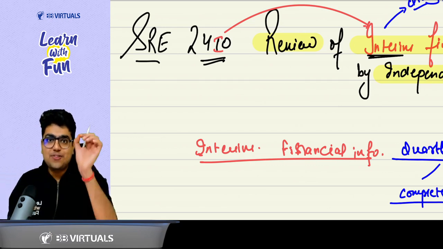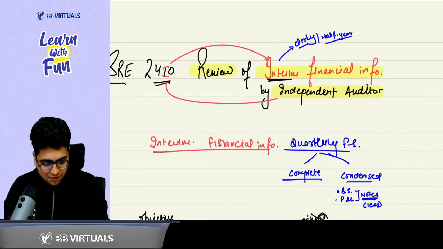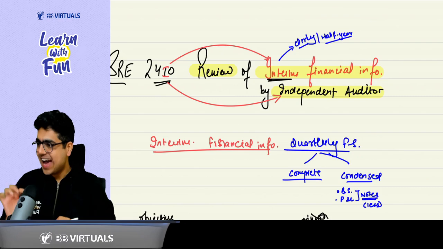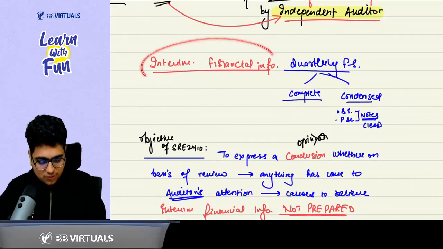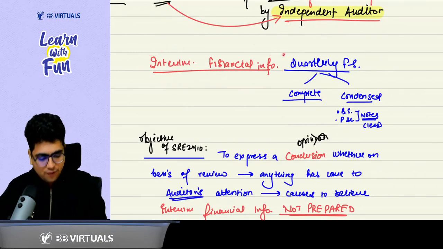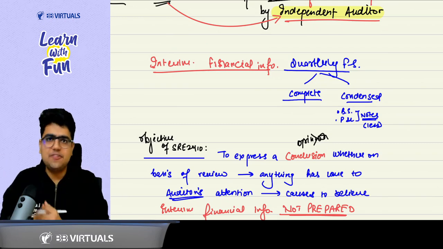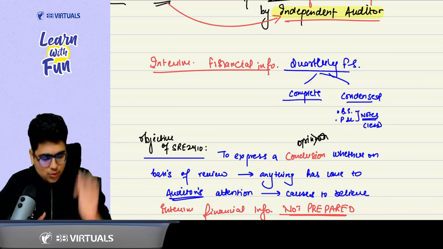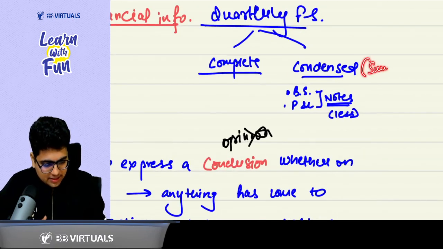2410 talks about review of interim financial information by the I for independent auditor. Now the question: what is interim financial information? For example, it could be a quarterly financial statement or a half yearly financial statement, and it can be of two types, complete and condensed. Condensed is just like a summary financial statement.